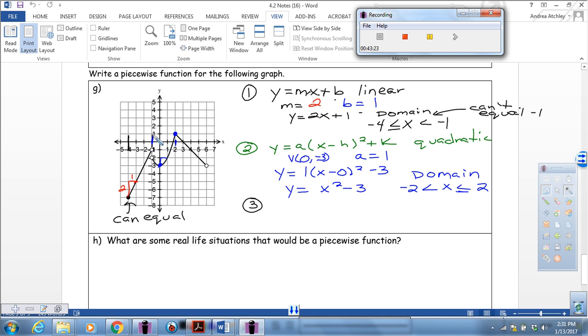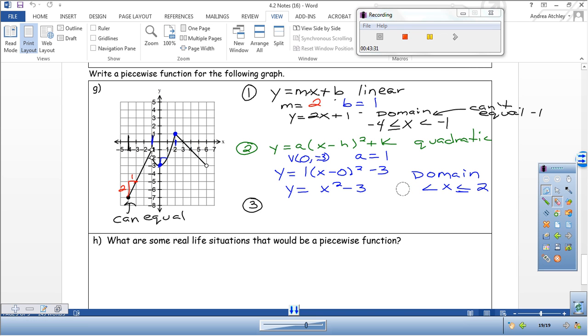This right here is not -2 for x, it's -1 for x. So this should be a -1, not the -2. It still can't equal -1, but it's less than x is less than or equal to 2. Sorry about that.